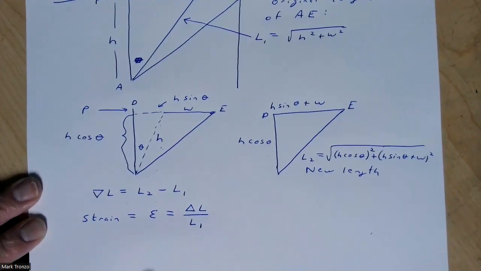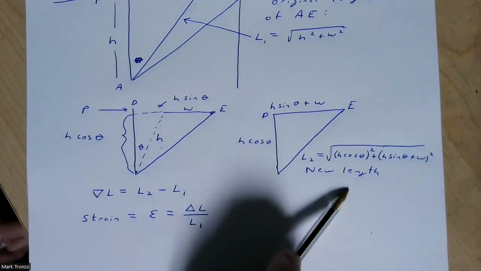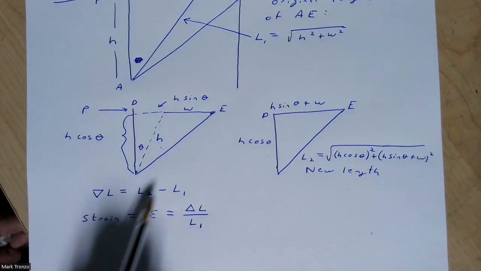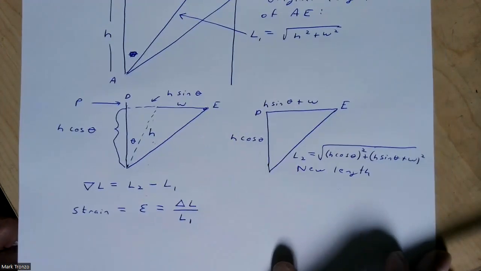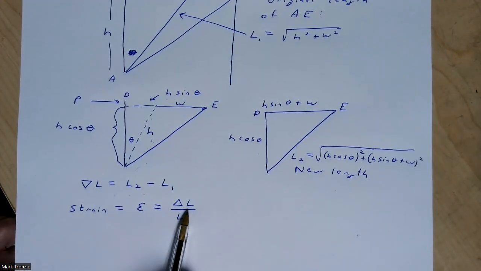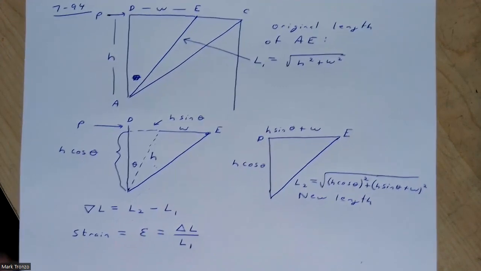To find the change in the length, take your new length minus your original length. That gives you change in L. Take your change in L divided by your original length, whatever you got up here, and that'll give you the strain.